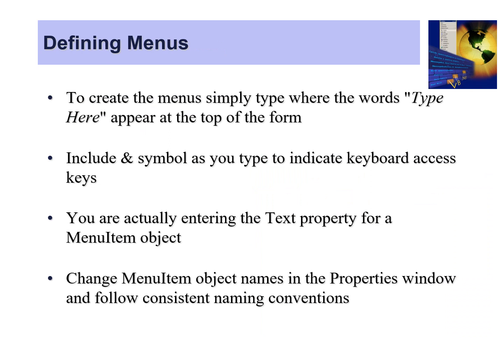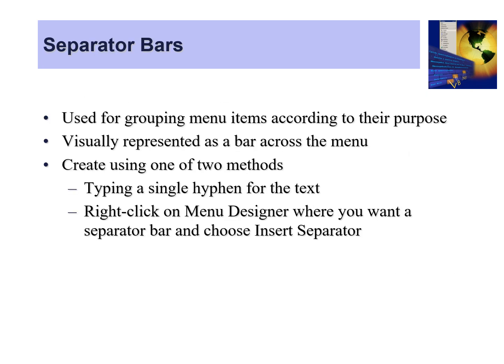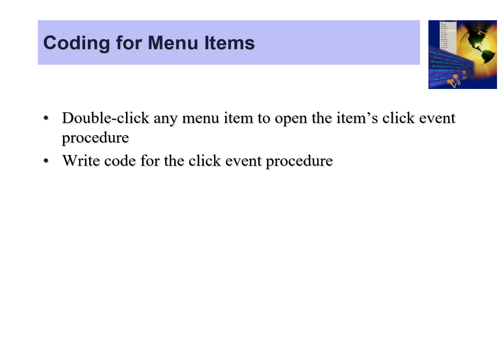You can type the menu name at the top of the form. You can include an ampersand symbol to indicate the keyboard access keys. So you are actually entering the text property for the menu item object. You can have separator bars, which are used for grouping menu items according to their purpose. You can double-click any menu item to open the item's click event procedure, and you can write the code for the click event procedure.